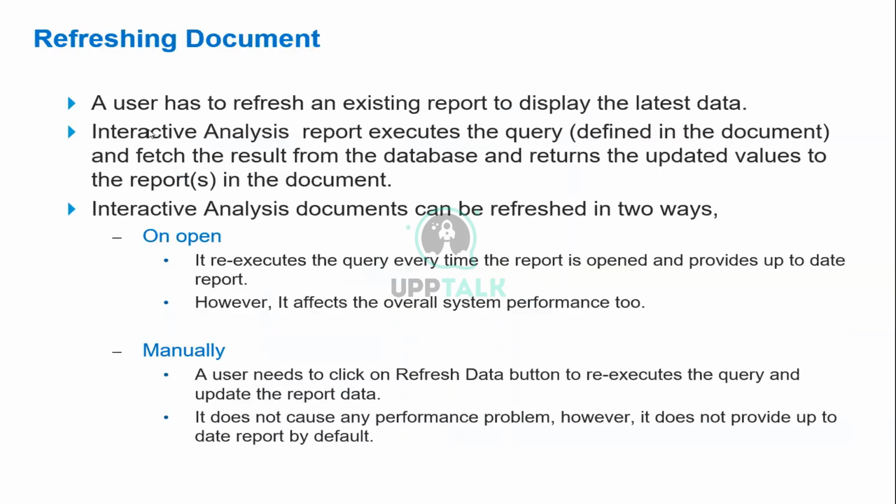Refreshing a document. The user has to refresh an existing report to display the latest data. If we don't refresh the report and just open it, it will show us the old data. If we want to get the latest data of the report, we have to click on Refresh in Interactive Analysis Reports. It executes the query and fetches the results. When we click on Refresh, it will execute the backend SQL query and fetch the results from the database, and it returns the updated values to the reports in the document.